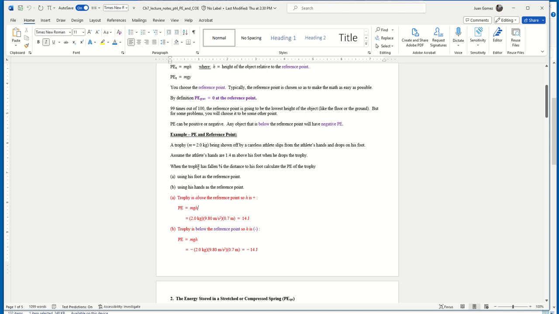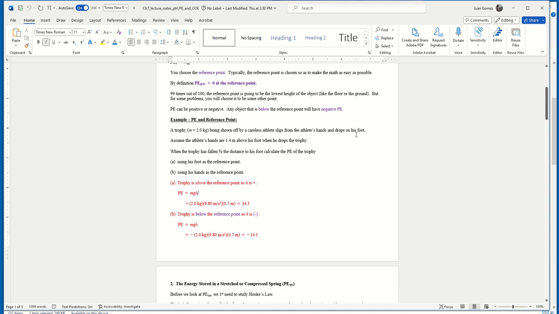Well, let's look at this example. So you have a trophy being shown off by this careless athlete. And it's the trophy, whose mass we know, slips from the athlete's hands and drops on his foot. And assume that the athlete's hands are 1.4 meters above his foot when he drops the trophy.